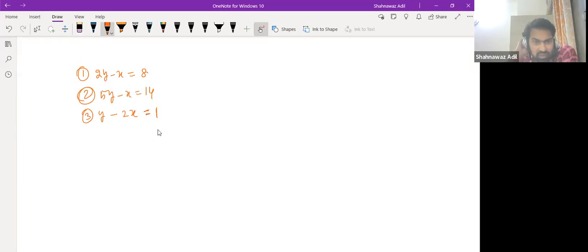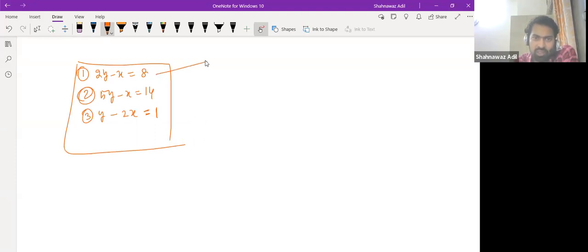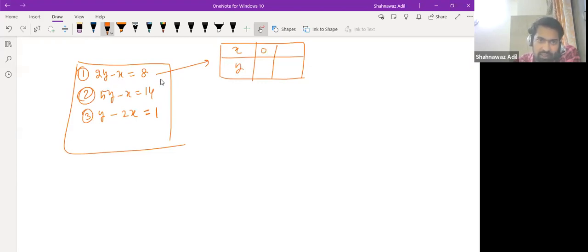Good. So y minus 2x equals 1, right? Okay. So let us find the coordinates of these 2 points. So x equals to 0, right? Let us find out what the points are. So x, y. x equals 0, your y is 4, and y equal to 0, your x is minus 8, right? Is this clear?